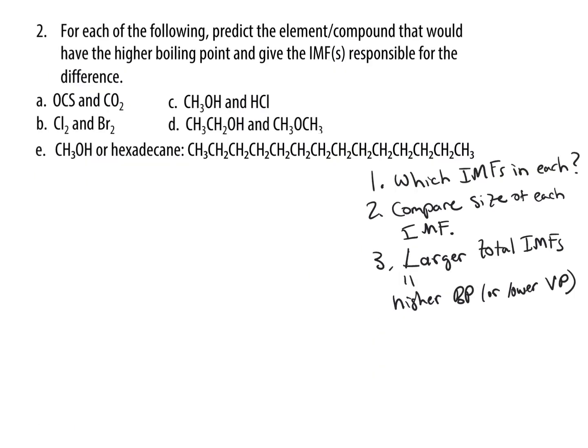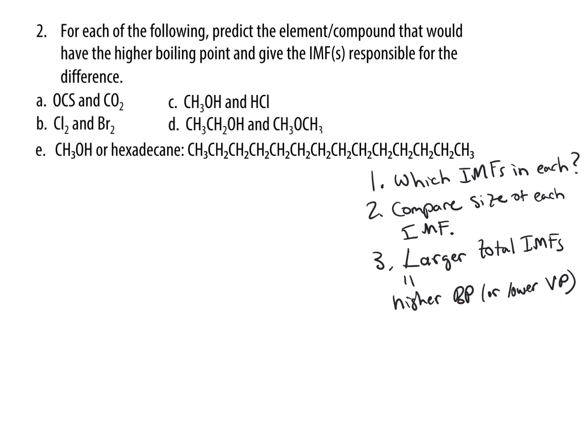Okay, for this one, we ask this type of question a lot, and we might ask you to give a full explanation or compare the size of each type of IMF. You always want to think about all these steps when you're doing these type of problems. What are the IMFs in each, comparing the size of each IMF, and then add them up to get the total IMFs. Whichever one has the larger total intermolecular forces is going to have the higher boiling point or equivalently a lower vapor pressure.